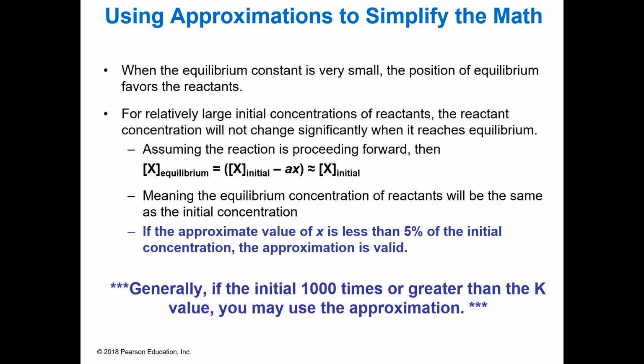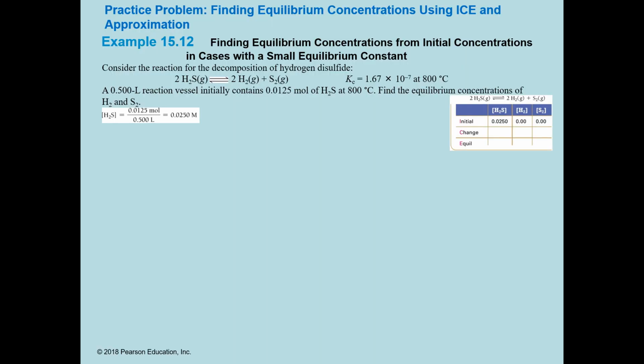So sometimes if it doesn't meet the rule of squares, then we can use what's called an approximation. And the approximation basically means that the approximate value of x is going to be less than 5% of the initial concentration. All right, and basically if the initial is 1,000 times greater than K, you can use approximation. Okay, so I'm going to show you what that means.